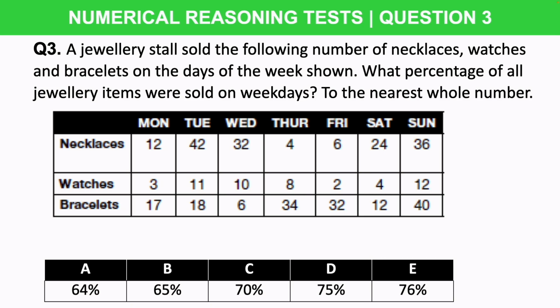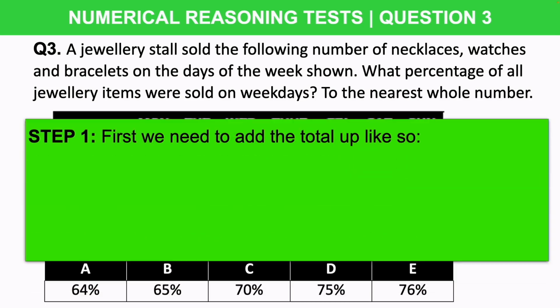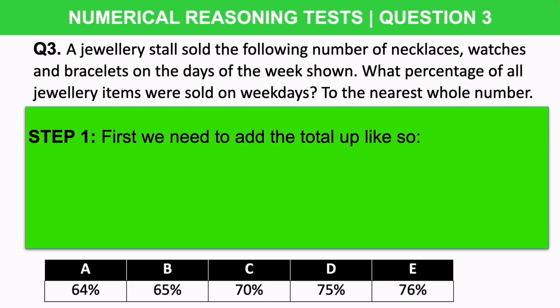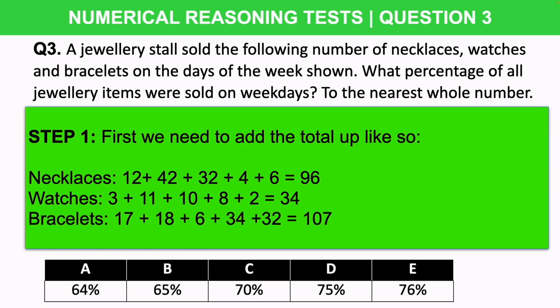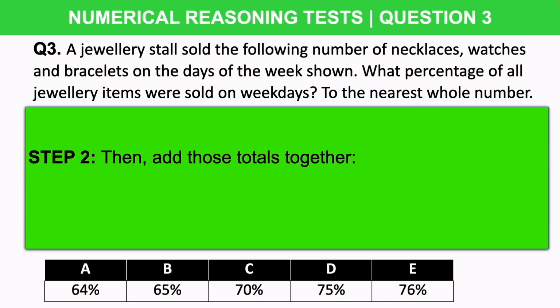Now I'm going to work through this with you, and then I'm going to give you some practice questions. So step one, we first need to add the total up like so. So necklaces, watches and bracelets, we just need to add all that data up. It's very simple. And then once we get all of those numbers, we need to add those numbers together to give us a total of 237. So 96 necklaces, 34 watches and 107 bracelets gives us a total of 237.